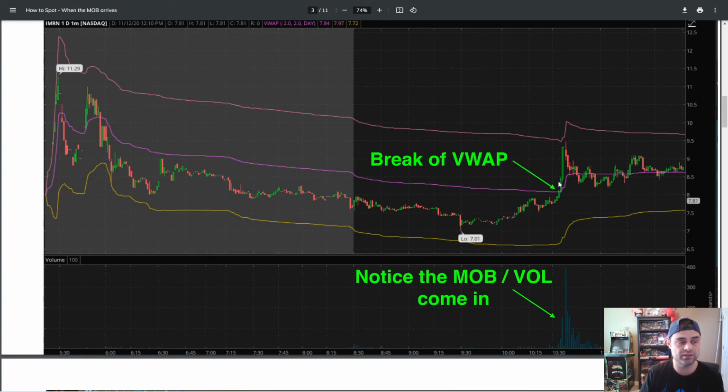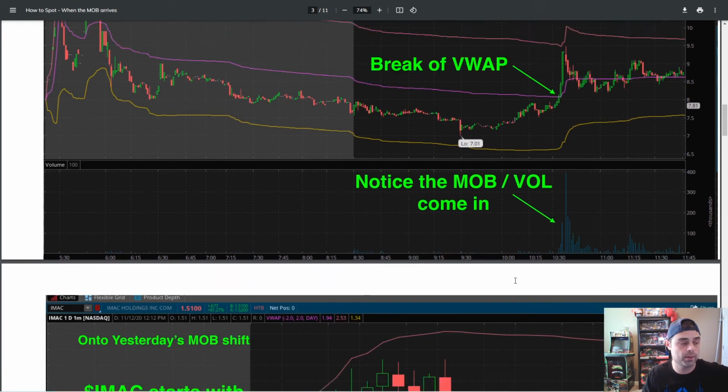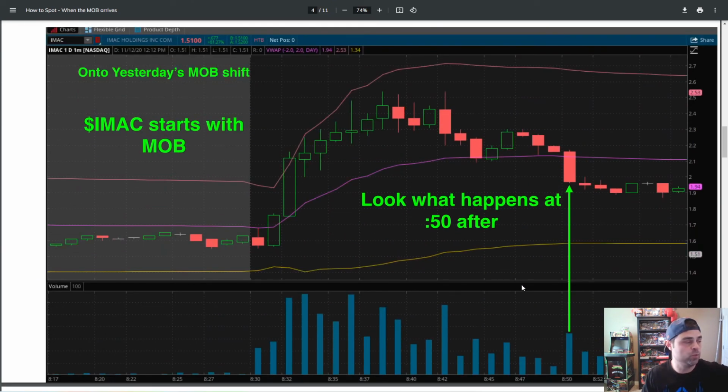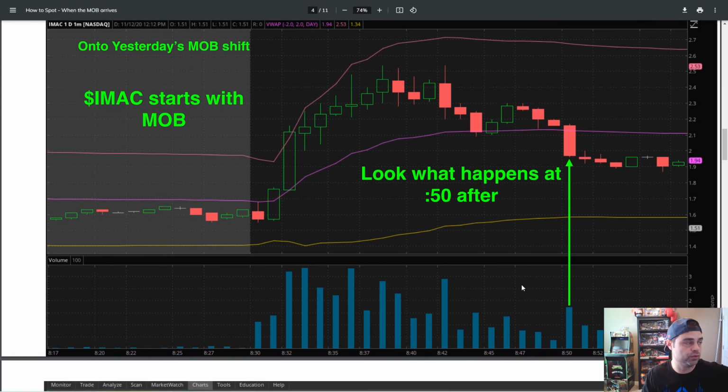What happens when you break that VWAP right there? Look how much volume comes bursting into this play. Crazy, right? Nothing early on in the morning, then immediately it starts testing the VWAP and getting close to it, and then when we do break it, woof, look at all the volume that comes in. Love this perfect mob shift. This is a beautiful mob shift, team.